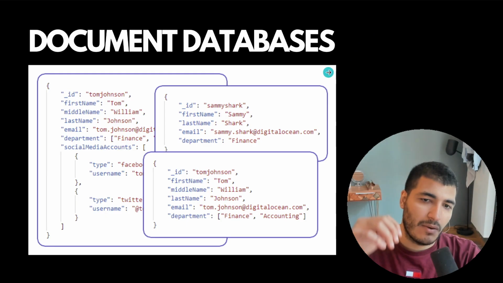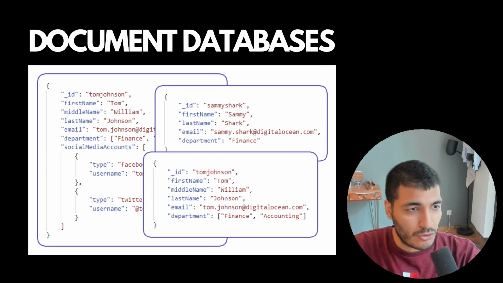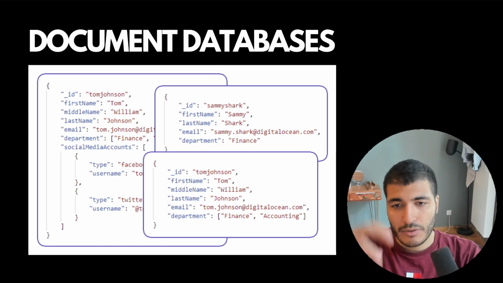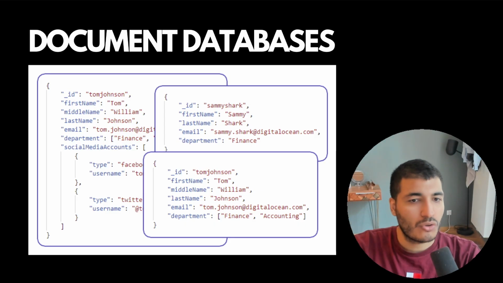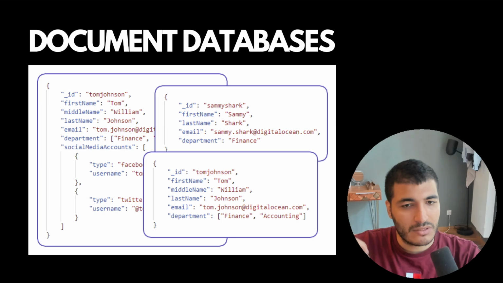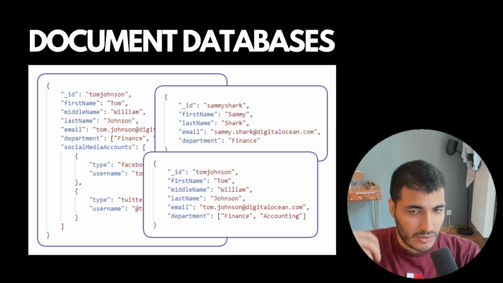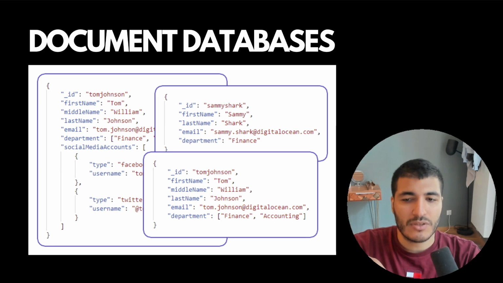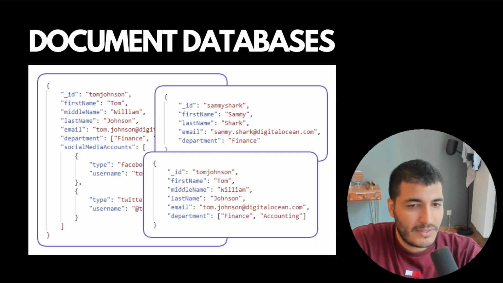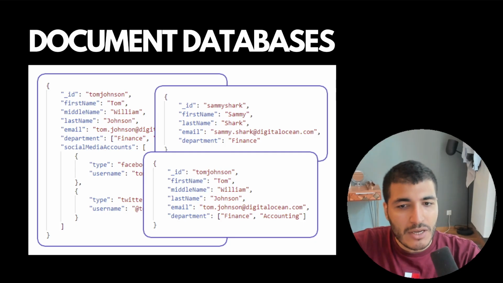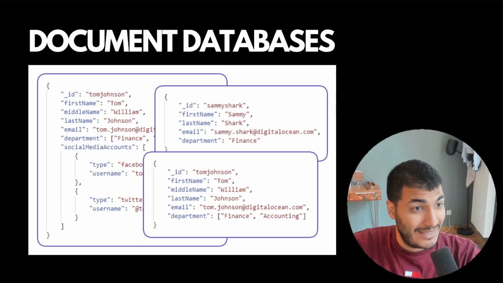Document databases are another branch of NoSQL databases. They store data in semi-structured documents, typically using formats like JSON or BSON, for example. This allows for a more flexible schema compared to relational databases, making them well suited for evolving data models and scenarios where fast read and write performance are key.